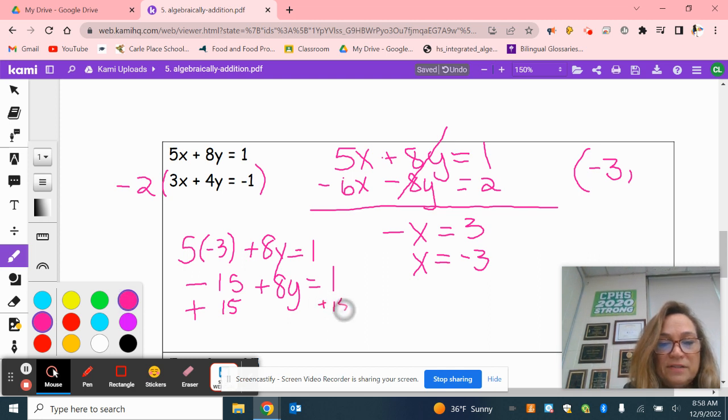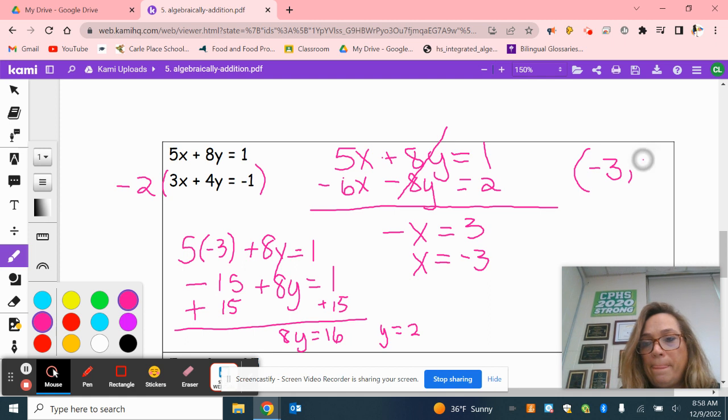Okay, adding 15. So I get 8y equals 16. Divide by 8, I get y equals 2. And again, you can use mental math to check this.